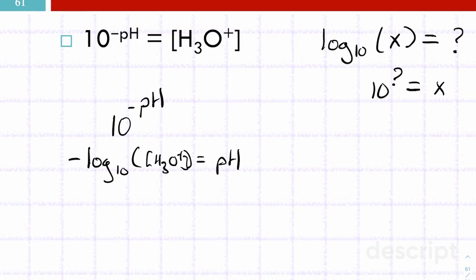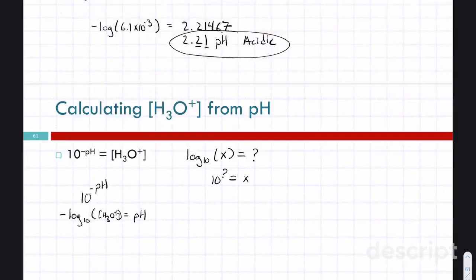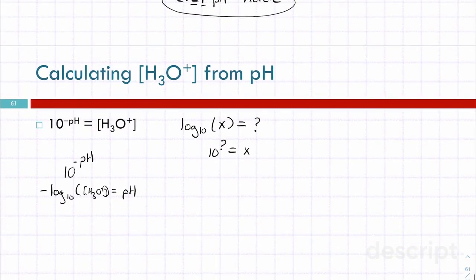So to reverse a log, you make it the exponent of 10. And because we use negative log to get pH, we have to use the negative exponent to get back to H3O plus concentration. And again, this is why I have you do so many on your calculator on that worksheet, and why it's just about doing them.